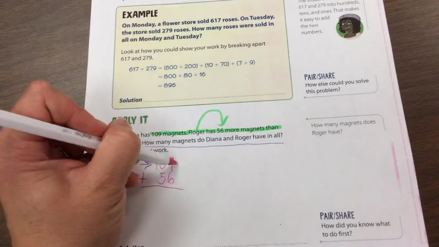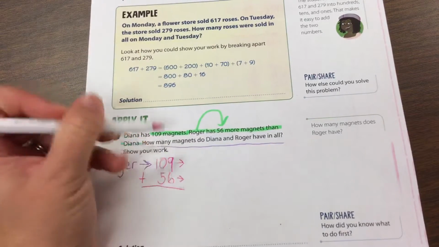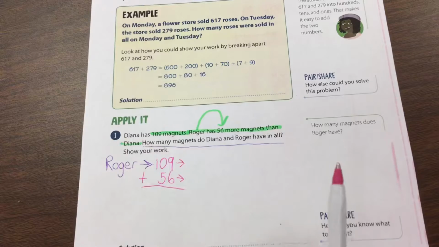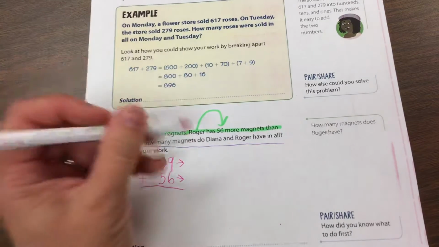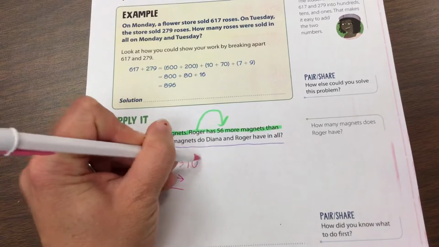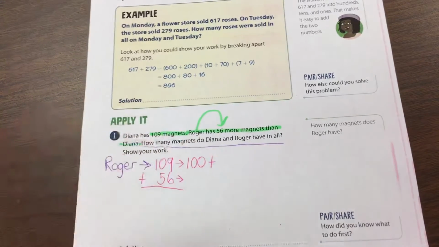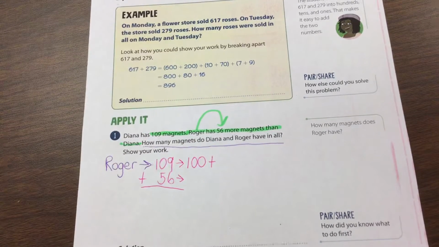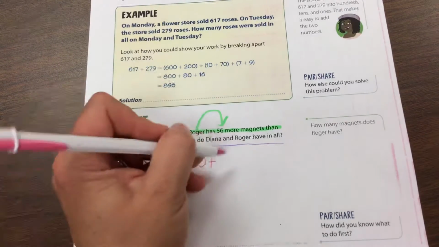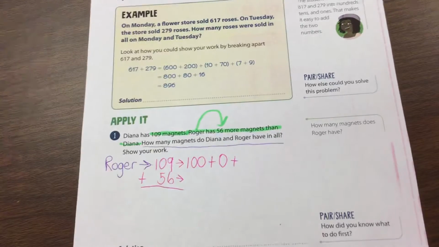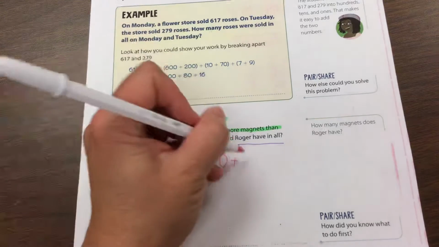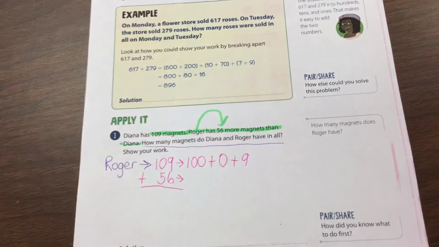Why don't we break apart our numbers in expanded form to add? So how many hundreds are there in 109? I hope you're thinking 1, and that one equals 100. How many tens do we have in 109? We have 0 tens. And then how many ones do we have in 109? We have 9. Very good.